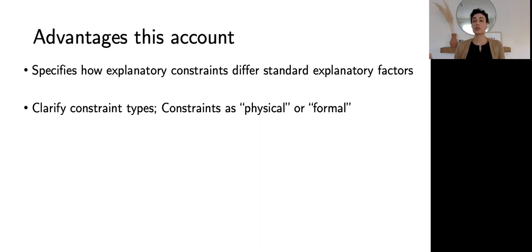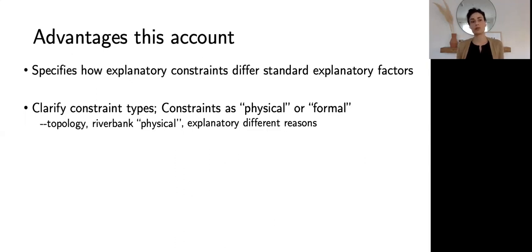One way to show this is that in the literature, there's often discussion of constraints as being physical or formal. And I think it's not always appreciated that these can be very vague terms. So for example, we can consider our topology case and our riverbank case to both involve constraints that are physical. But one kind of issue with this is that just saying that they're physical doesn't capture the sense in which they're explanatory for very different reasons. In the topological case, we have a mathematical constraint. And in our riverbank case, we have a causal constraint. By just using the term physical and referring to these constraints, we're unable to capture that difference.